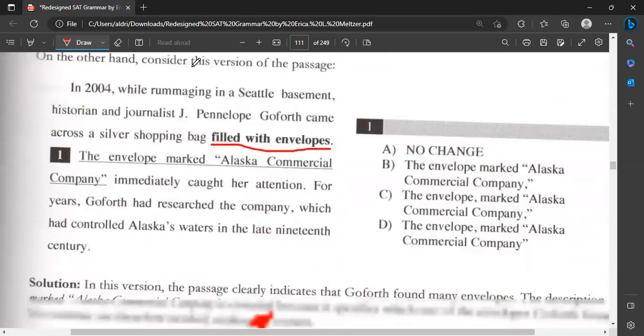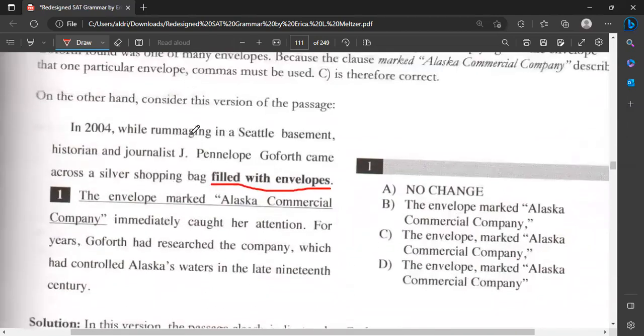Whereas in this situation, let's look at this. It says in 2004, while rummaging in a Seattle basement, historian and journalist J. Penelope Goforth came across a silver shopping bag filled with envelopes. So there was a bunch of envelopes here. There's more than one envelope. So the envelope marked, so now we're looking at a specific envelope. The first one, we're only looking at one envelope. It doesn't really matter. So we could give extra information if we want to. But in here, we do not need any commas around marked Alaska Commercial Company, because we're looking at a specific envelope that caught her attention.